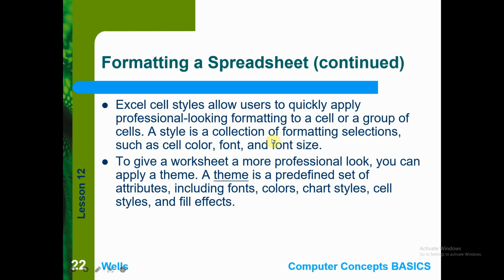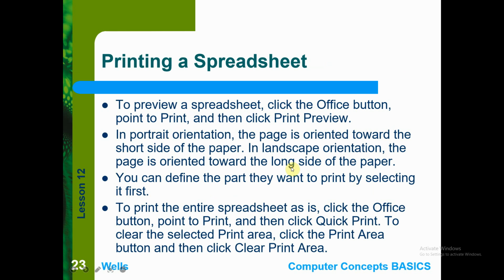So the styles allow you to have a professional looking format. It consists of cell color, font, and font size. You can also apply a theme. So if you go with reporting, like a sales report, for example, you can include a theme to make the report more professional looking. It is a predefined set of attributes having fonts, colors, and chart styles, also styles and fill effects.